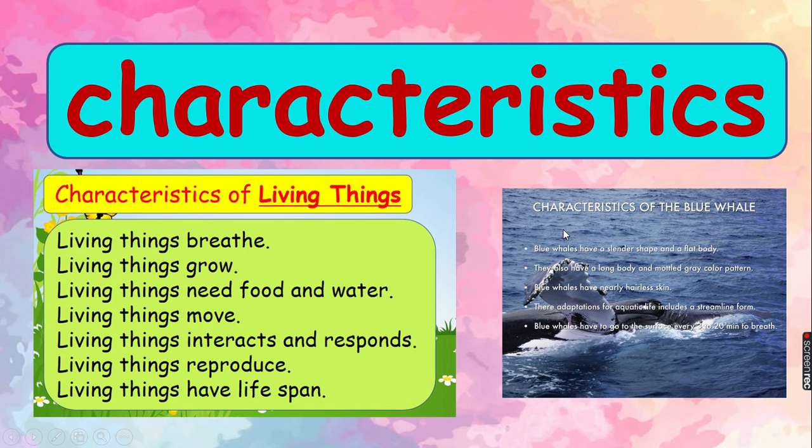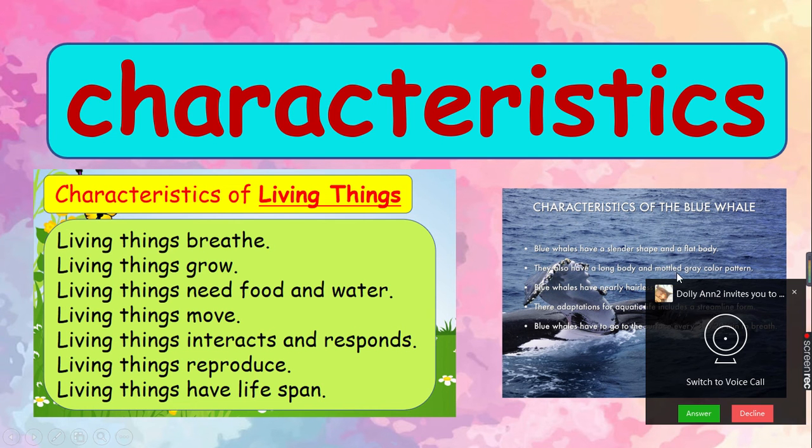And here we have the characteristics of the blue whale. So each living thing has its own unique characteristics. For blue whales, they have a slender shape and a flat body. They also have a long body and mottled gray color pattern.